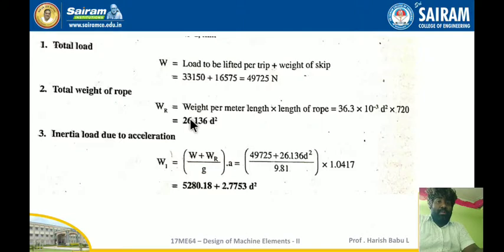The total weight of the rope will be weight per meter length into length of the rope. So I'm going to get 26.136 D square. So the inertial load due to acceleration, WL, is equal to W plus WR by g into A. So I'm going to get the value as 5280.18 plus 2.7753 D square.